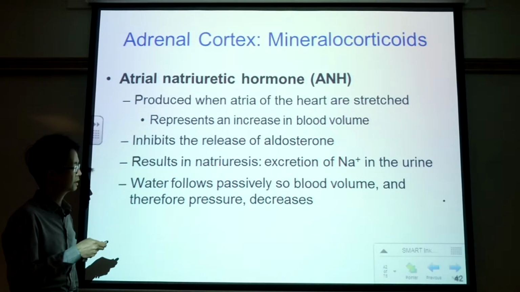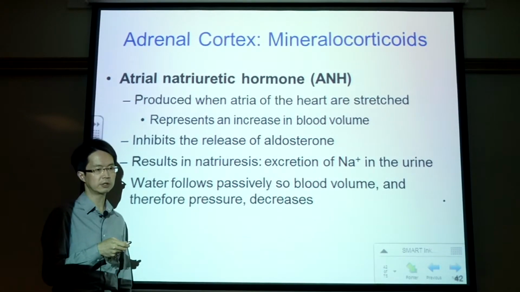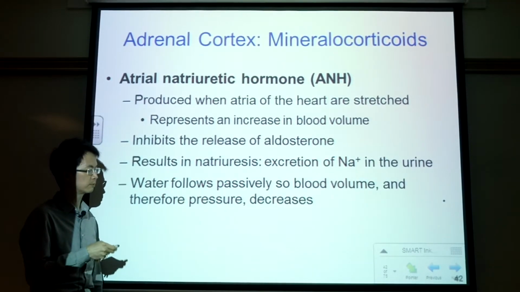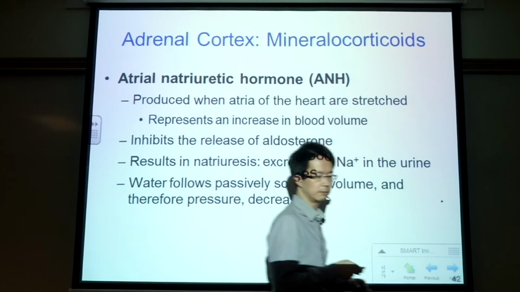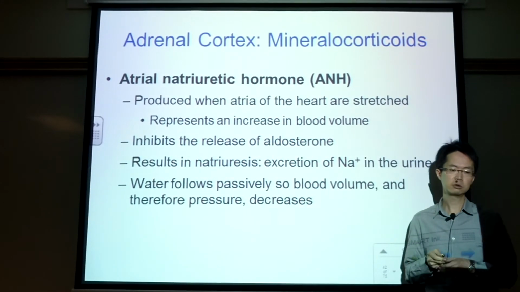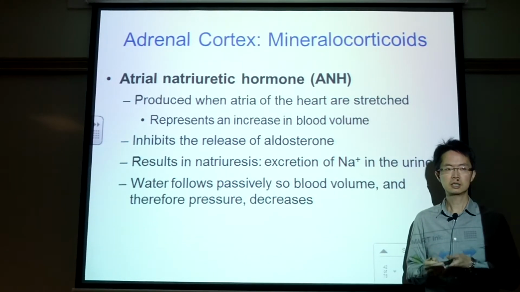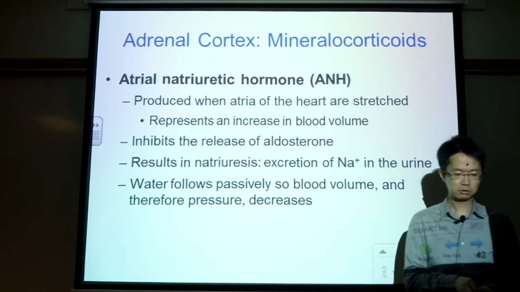Therefore, it results in natriuresis, excretion of sodium in the urine. When the concentration of the urine increases because we have more sodium ions, then water follows. That means water will go from the blood into the urine. That will decrease the blood volume, and in turn decrease the blood pressure. So ANH is a natural blood pressure medication. It helps to lower our blood pressure, and it is produced by our own body. So it is a very good one.